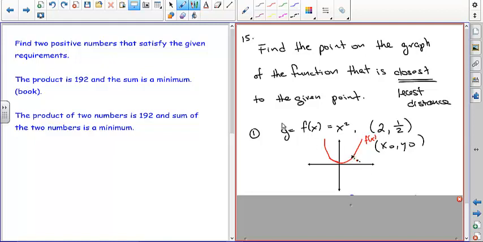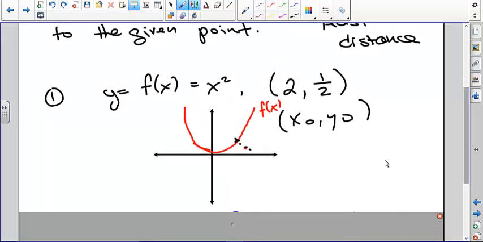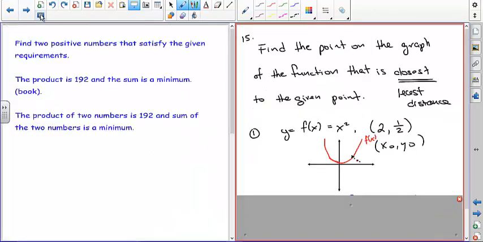Just visually looking at it, if I were to eyeball it, I would say it's that point. Because from this point to here is further away than this point to there. And if you take a point over here, that's further away. So it's going to be some place about there, around 1. But how do we do that using calculus rather than just kind of guessing?